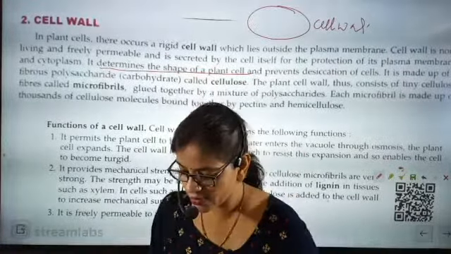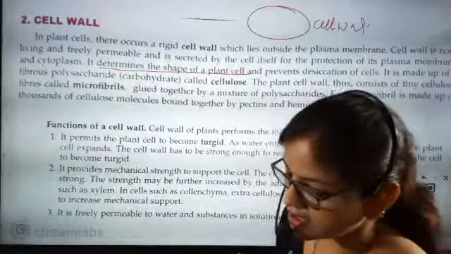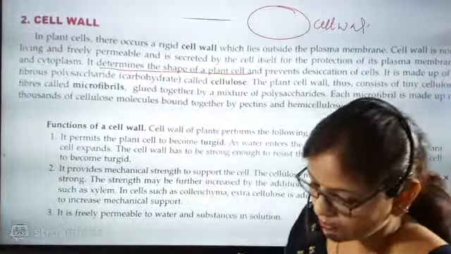Cell wall is determining what, beta? Shape of the plant cell. Cell wall is determining what? Shape of the plant cell.